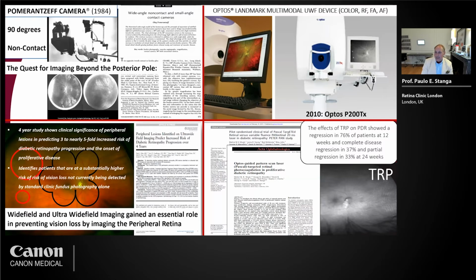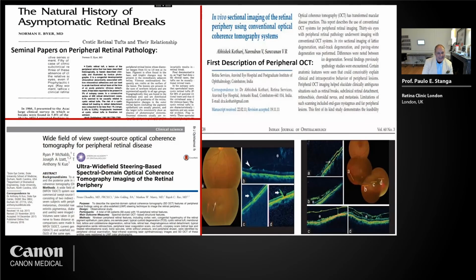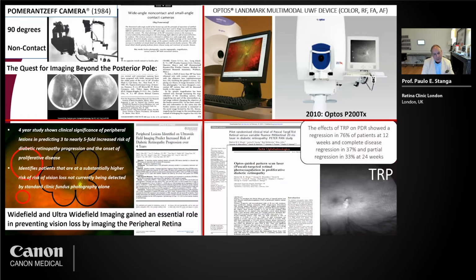Optos changed the way we examine patients with the introduction of ultra-wide-field technology back in 2010. And this allowed us to grow our interest and understanding of the peripheral retina. For example, in diabetic patients, we know that it is the peripheral lesions that really predict progression and risk of blindness. And this allowed us also to create and to deliver new treatment strategies like targeted retinal photocoagulation to reduce the area of laser retina.